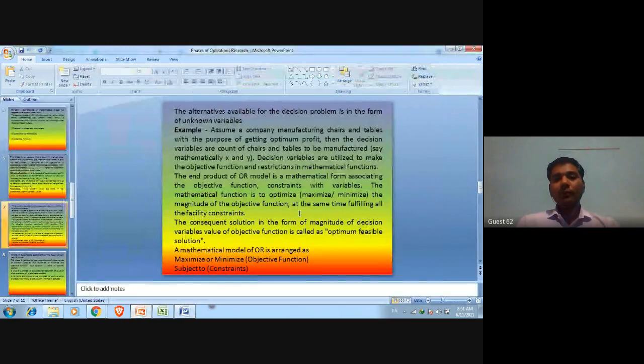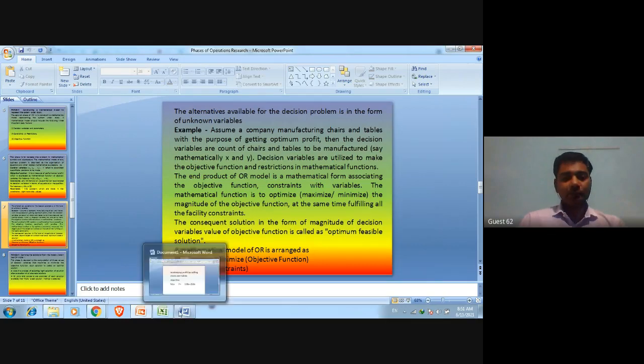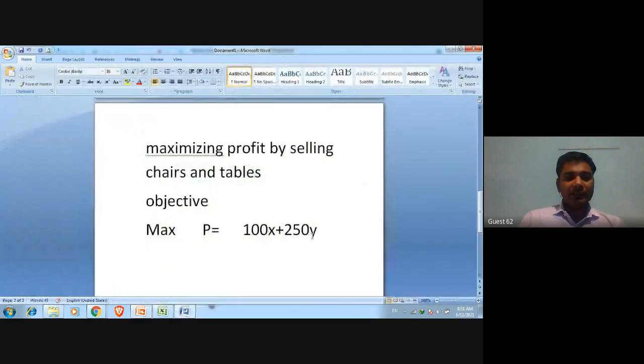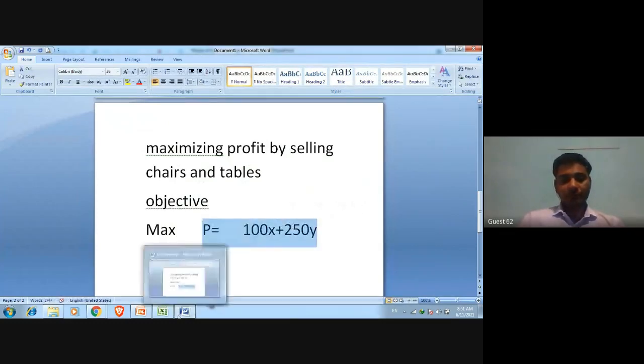Now, decision variables are utilized to make the objective function and restrictions in mathematical functions. Here x and y are your decision variables, and this complete expression is your objective function.